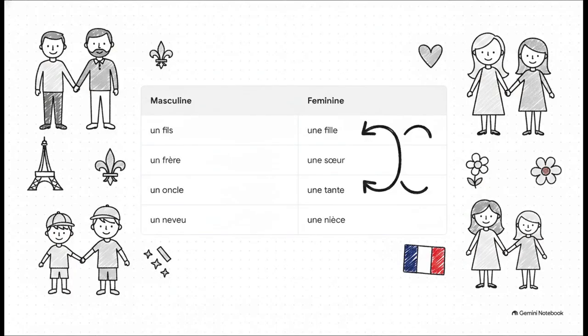Let's actually look at how these pair up in practice. For a son, it's un fils, but for a daughter, it shifts to une fille. A brother is un frère, while a sister is une sœur. An uncle is un oncle, and an aunt is une tante. And finally, a nephew is un neveu, while a niece is une nièce. Listen closely to how the masculine un and the feminine une perfectly match the gender of the specific family member being discussed. It's like puzzle pieces snapping together.